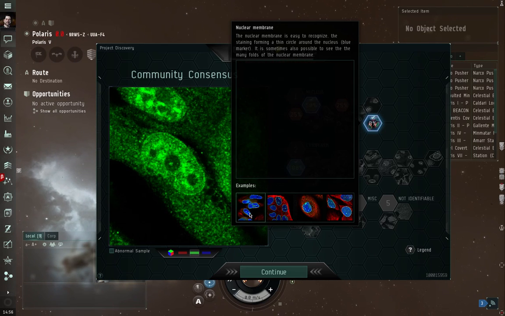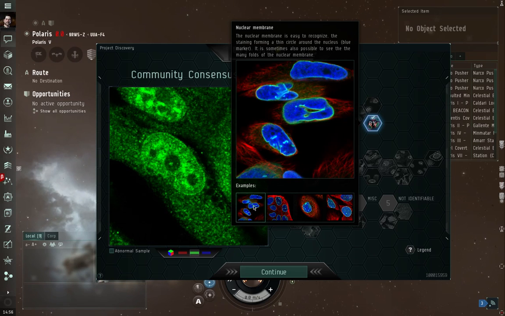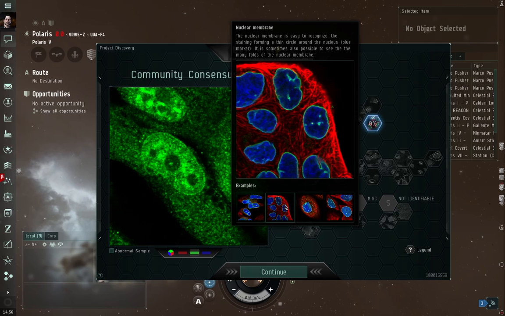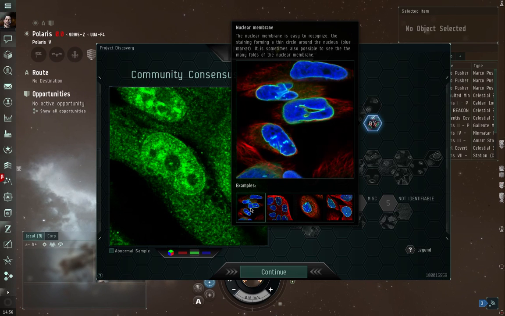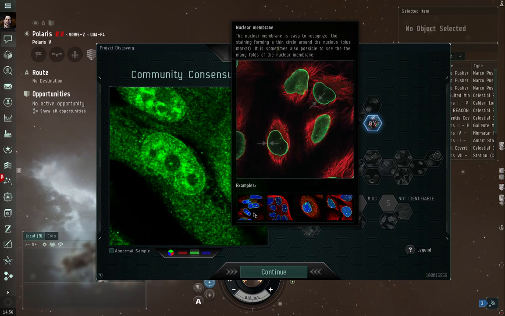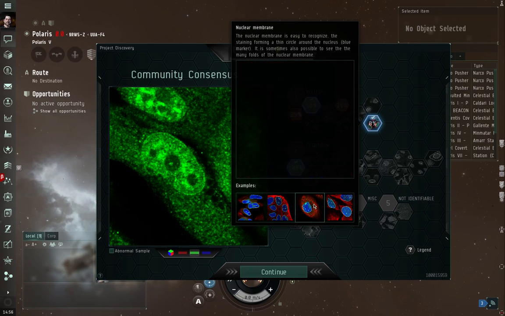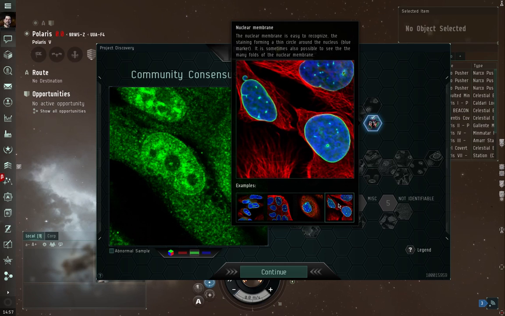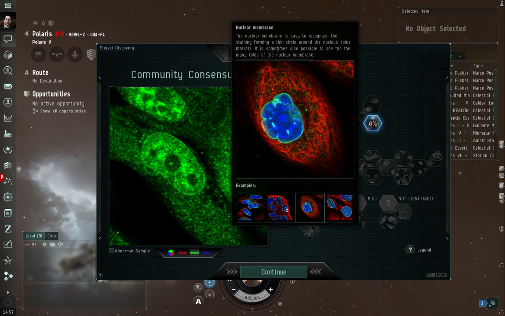Sometimes you see these squiggles in the middle where you have some membrane folding. And don't be fooled, those aren't bodies, those are actually just pieces of membrane that are folded up. The nucleus isn't a flat organelle. It has a lot of wrinkles and stuff in it. So yeah, just keep an eye out for that.